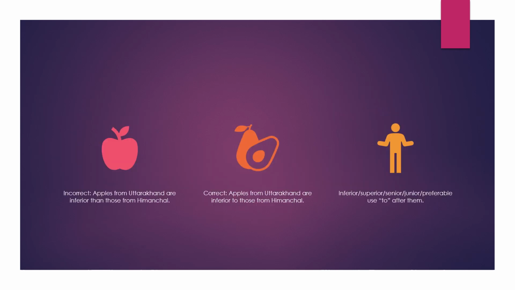Apples from Uttarakhand are inferior than those from Himachal. Whenever you have in a sentence words like inferior, superior, senior, junior, preferable, prefer, all such words always take "to" and they will never use "than". Therefore, that will be the correction we'll be doing to this sentence. The correct sentence will be written as: apples from Uttarakhand are inferior to those from Himachal.